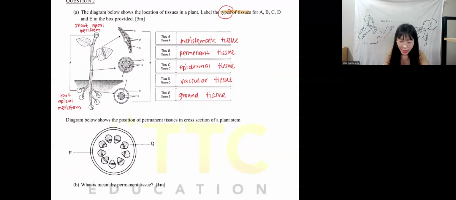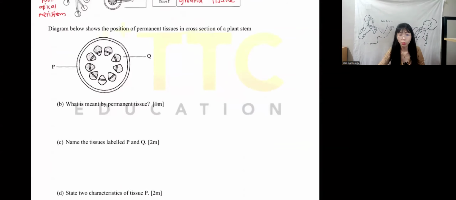Next question: the diagram below shows the position of permanent tissue in the cross-section of a plant stem. What is meant by permanent tissue? Okay, can you guys tell me again, how do we define a permanent tissue? It is a mature tissue that undergoes differentiation, correct. Undergo differentiation to form into what cell? Specialized cell with a specific function. Very good.